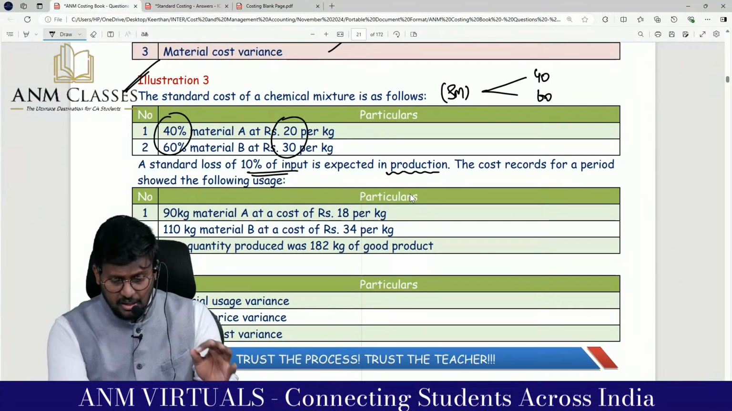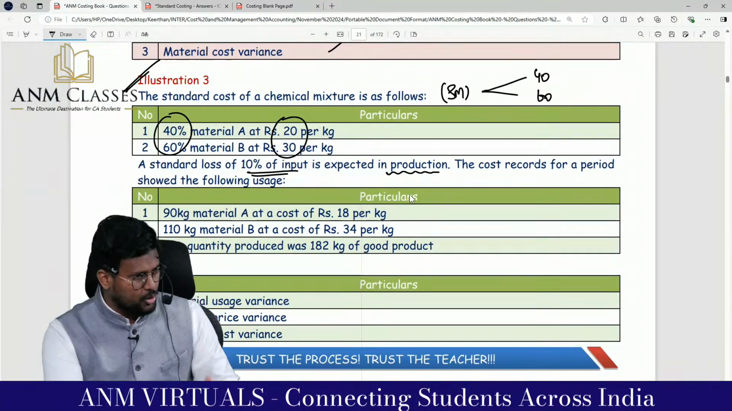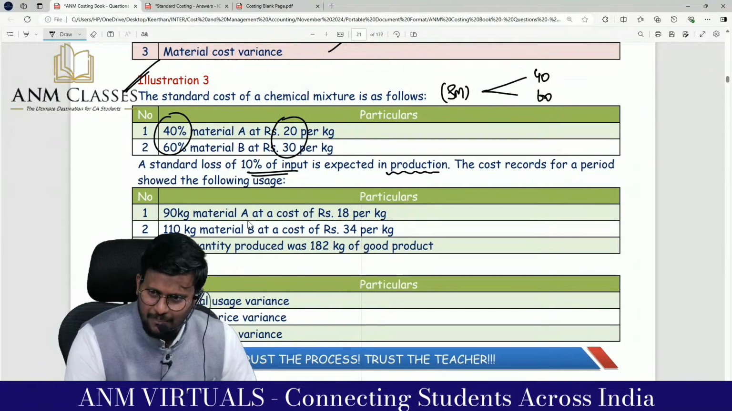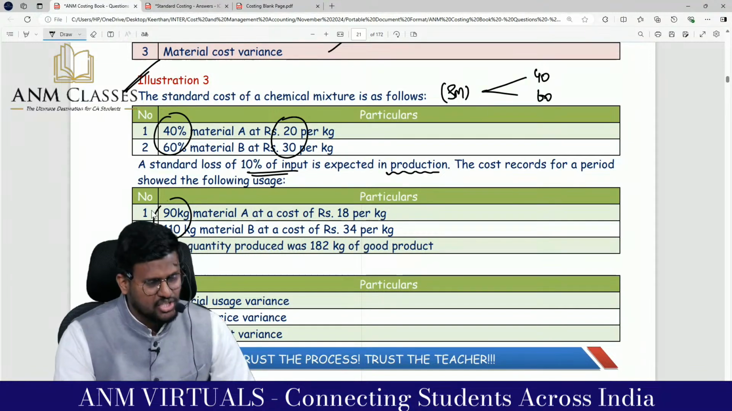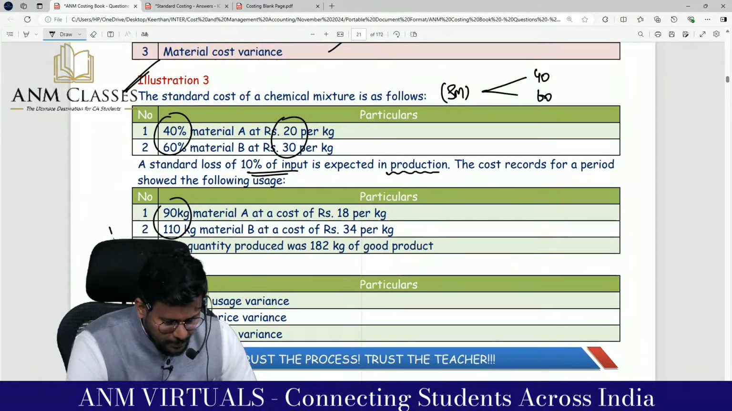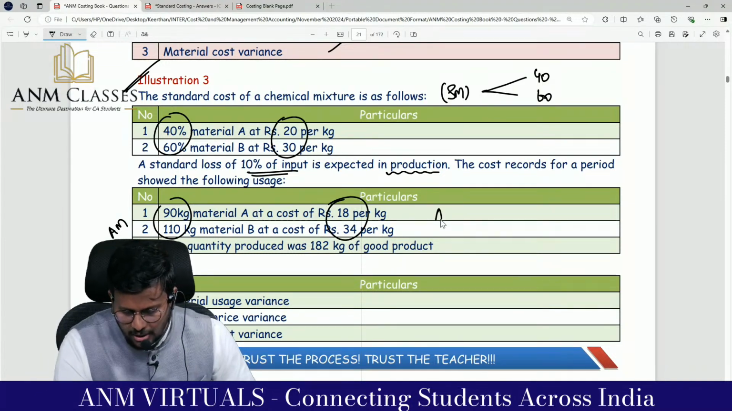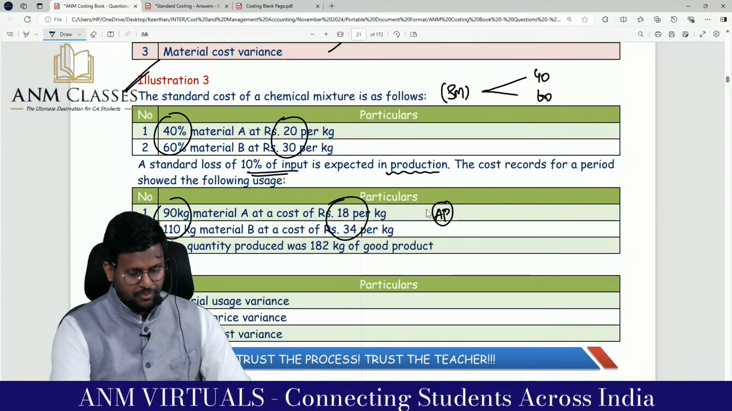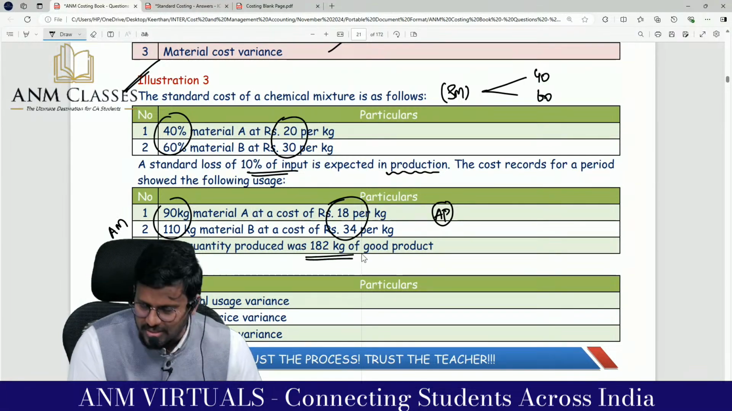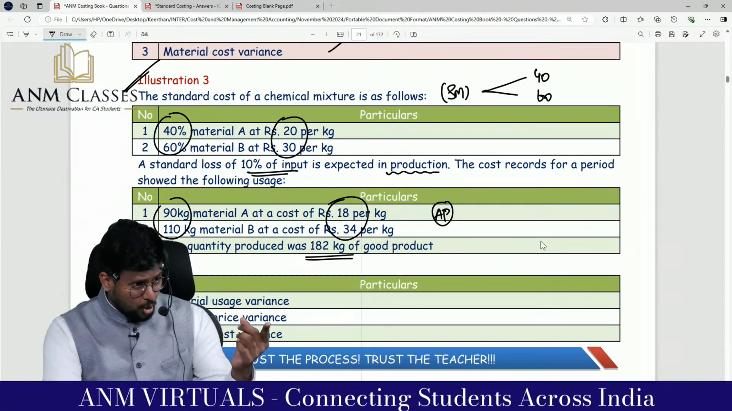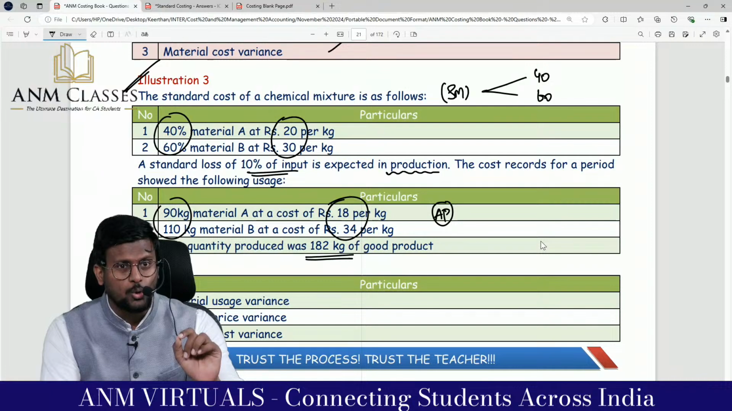The cost records for a period show the following usage. That means the actual usage is 90 kg and 120 kg, and they have given the actual mix at a cost of 18 and 34, that means the actual price. The quantity produced was how many kg? 182 kg of good product.